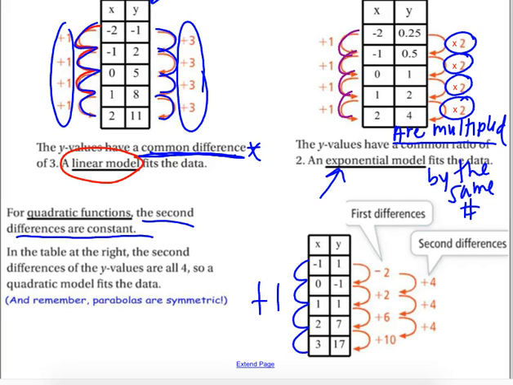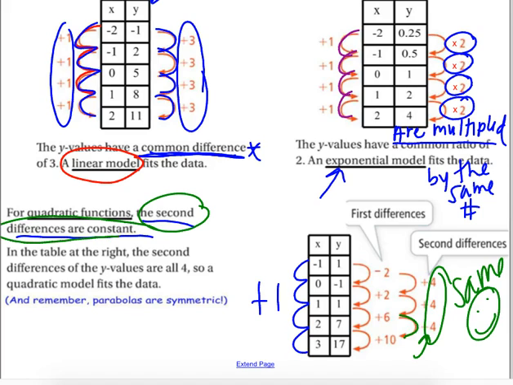So how far is it from negative 2 to positive 2? Well, it's 4. How far away is 2 to 6? Well, it's another 4. And lastly, how far is it from 6 to 10? It's another 4. So again, did we see our second difference is the same? Yes, we did. So the key there is the second difference is the same.